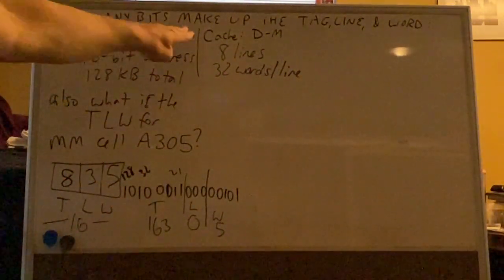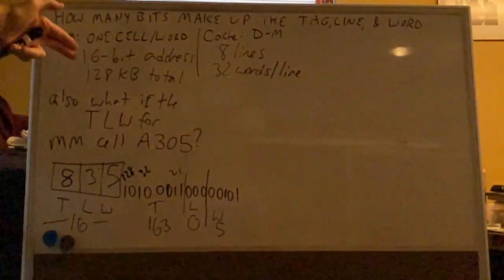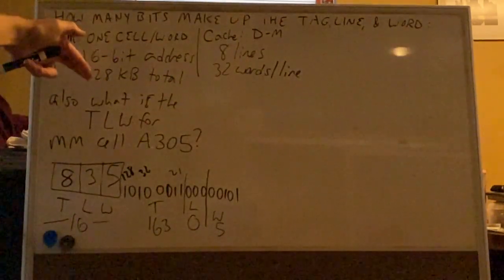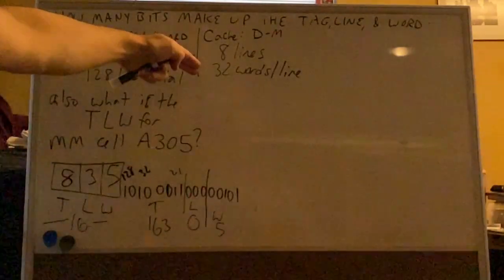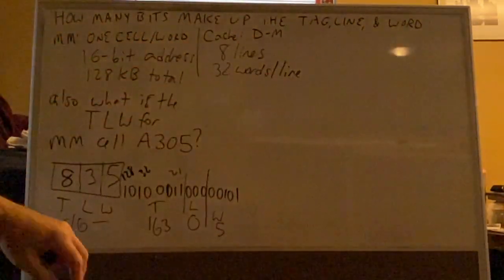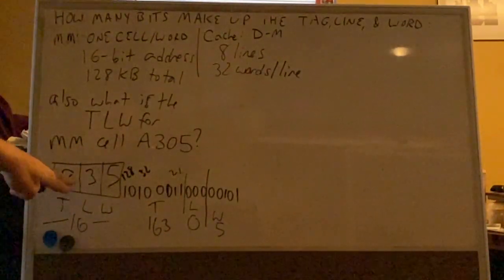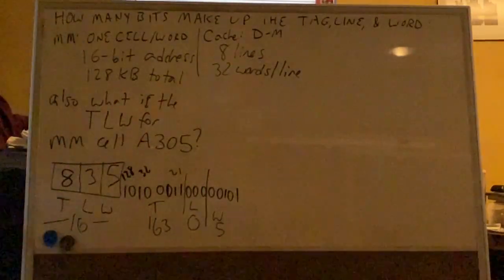So the question was, how many bits make up the tag, line, and word? Memory is 1 cell per word, 16-bit address, 128 kilobytes total. Cache was direct mapped, had 8 lines and 32 words per line. The answer with all the arithmetic came out to be 8-bit tag, 3-bit line, 5-bit word, 16-bit address.